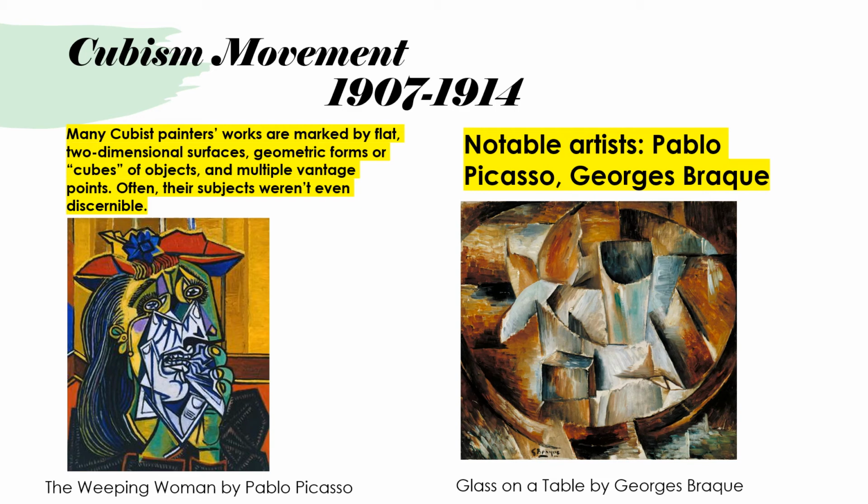And so that kind of shows us that sometimes their subjects were discernible, or we could tell what they were, sometimes not. So Pablo Picasso often drew portraits, and so his subject matter might have been a little bit more easy to tell what it was, but Georges Braque often drew still lifes, and so his was a little bit harder to tell what it was.